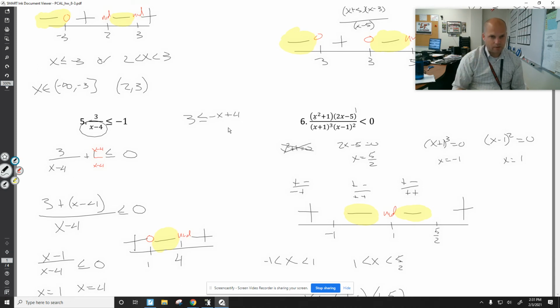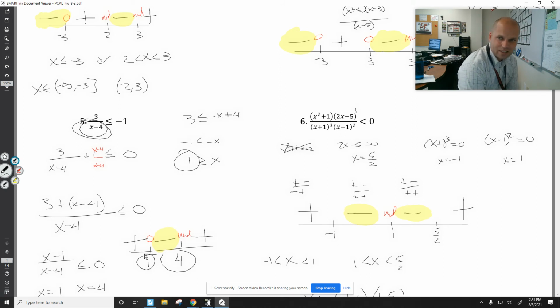Okay, now be careful here. Let's add the x, maybe, because let's say I subtract the 3, I get negative 1 is less than or equal to negative x. Remember from algebra 1, if you divide by a negative, you have to flip the sign. But look, 1, 4, 1 and 4. Do your sign analysis. That's the problem: the sign analysis would be tricky if we did it this way.